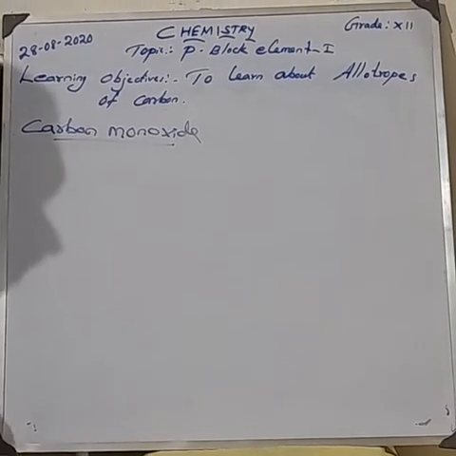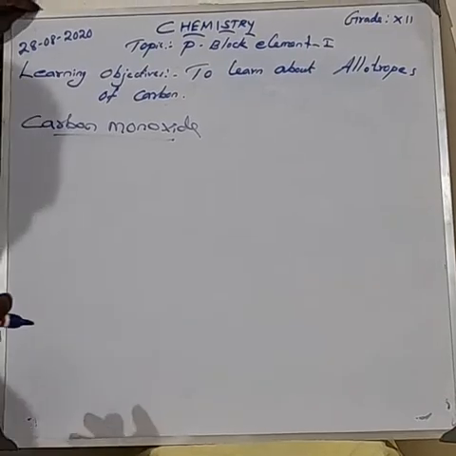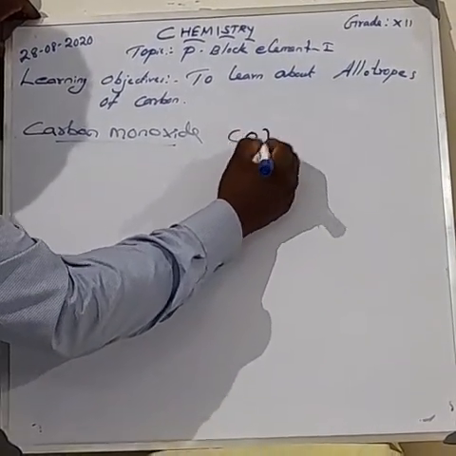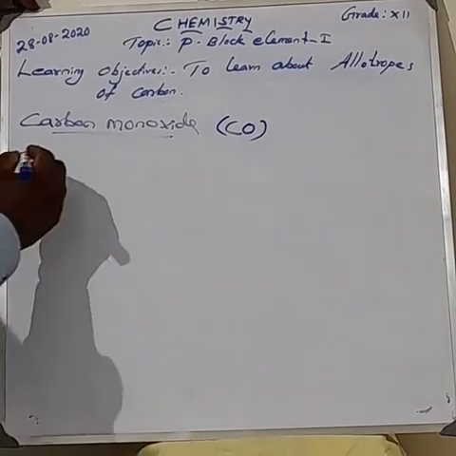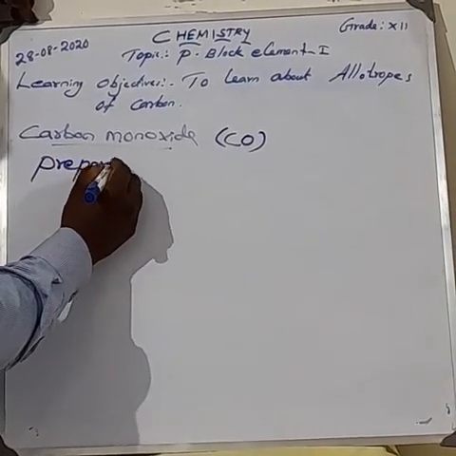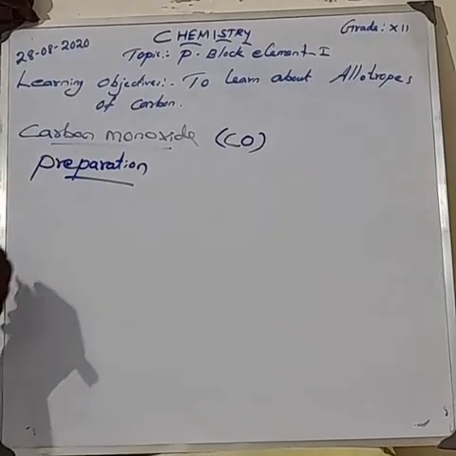Next topic is carbon monoxide. What is the formula for carbon monoxide? CO. First one is the preparation of carbon monoxide.